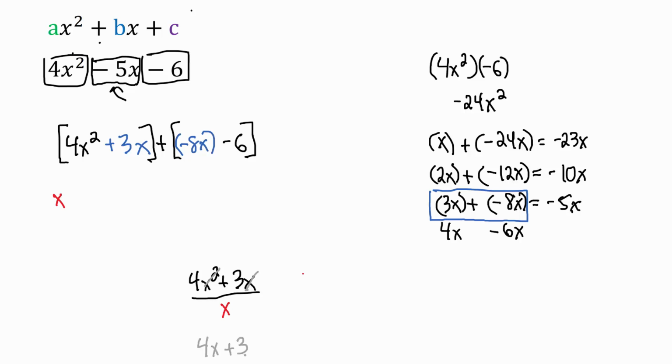So I'm going to write that up here. And I'm going to do the same thing with my pair here. I'm going to find the greatest common factor. The GCF of negative 8x minus 6 is going to be a negative 2. And then I'm going to reduce both of these terms by a negative 2. I'm going to be left with a 4x plus 3. And I'm going to write that up here.